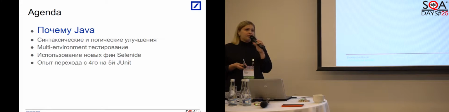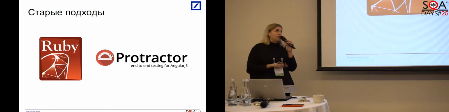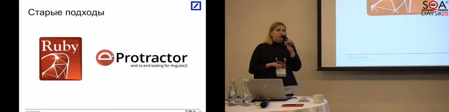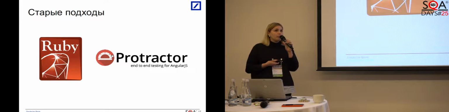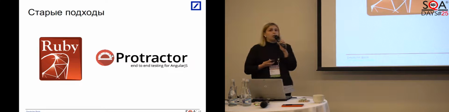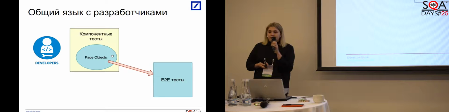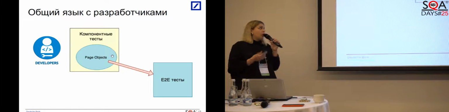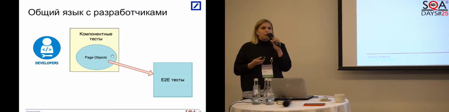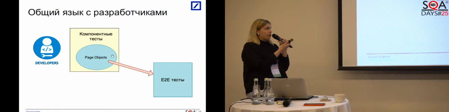So what was the problem that our team faced? At the time, we used two automation tools: Ruby, and Protractor, written in JavaScript. First thing we wanted to get from the automation instrument is joint use by the developers and the testers. In other words, we wanted to involve the developers in writing component tests so that we could use their page objects in our tests.